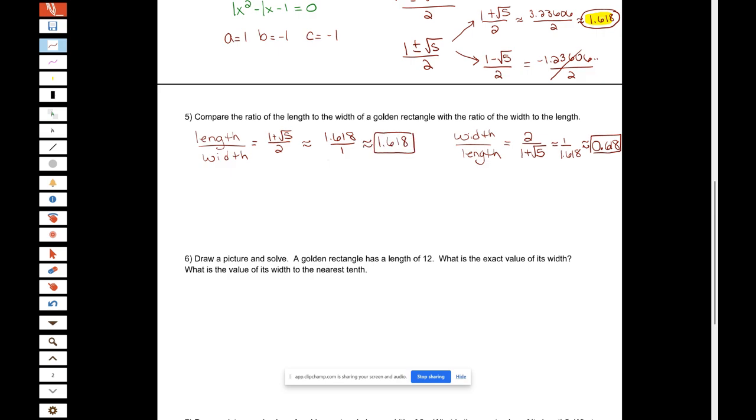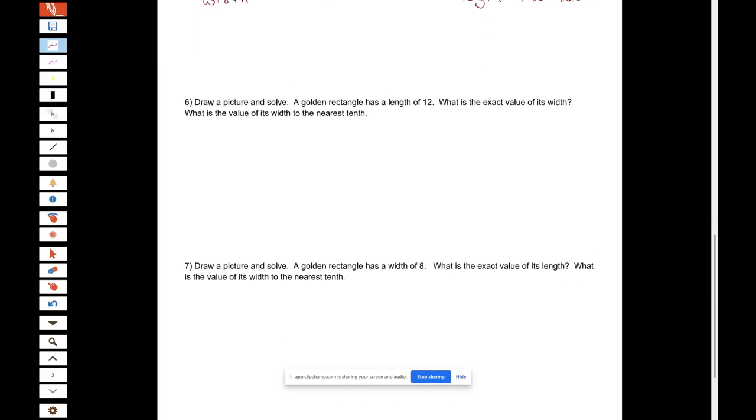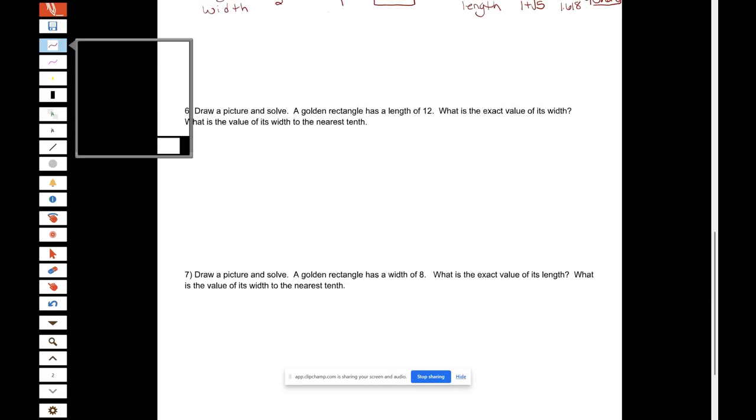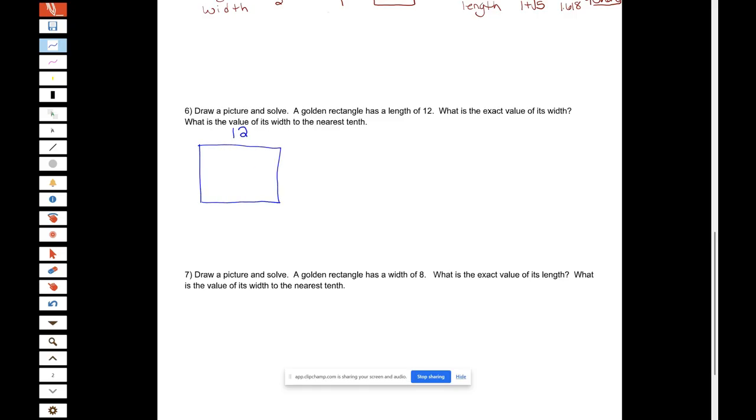Okay. So let's draw a picture and solve. A golden rectangle has a length of 12. So the long side is 12. What is the exact value of its width, the shorter side? So we know that the length to the width is 1.618 to 1. So that's 12 to x, length to width.